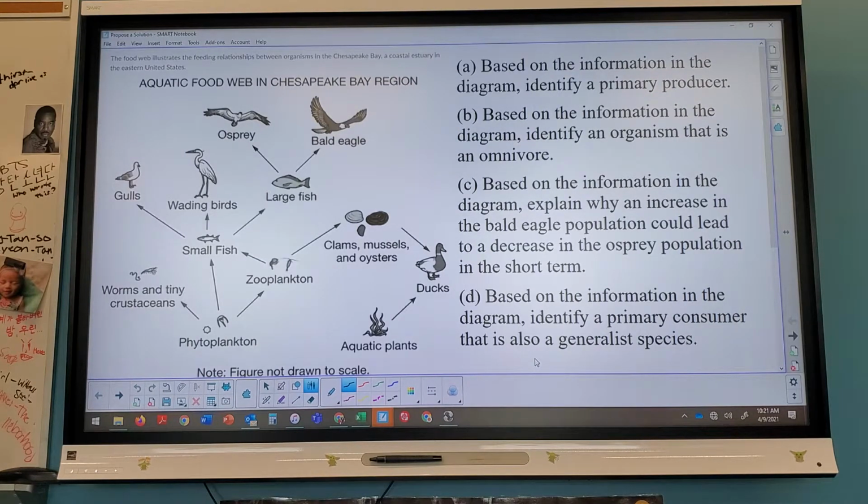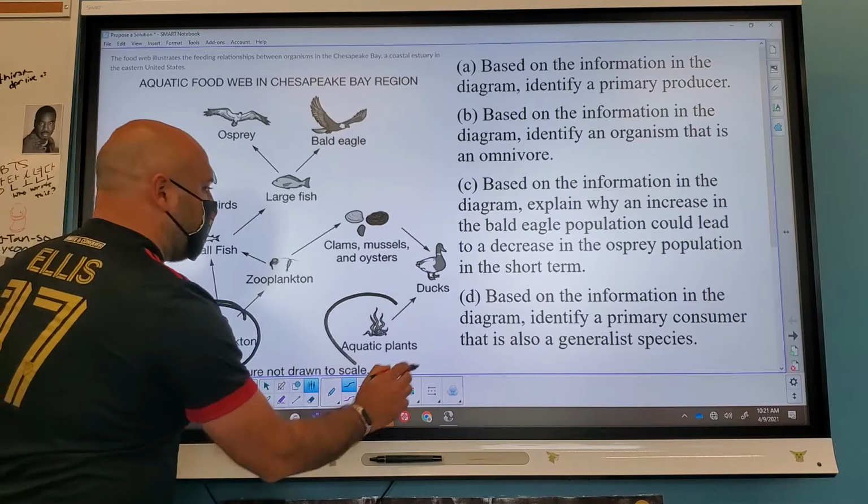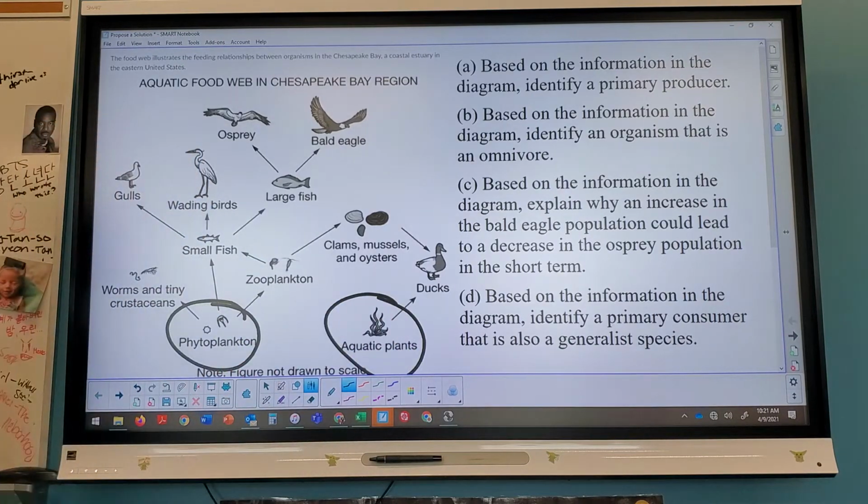And what do you think? Phytoplankton would work? Yeah. And aquatic plants. So should I put both of those? No, only one. Just one, right? There's no need. It asks for a primary producer, right? Next, based on the information in the diagram, identify an organism that is an omnivore.